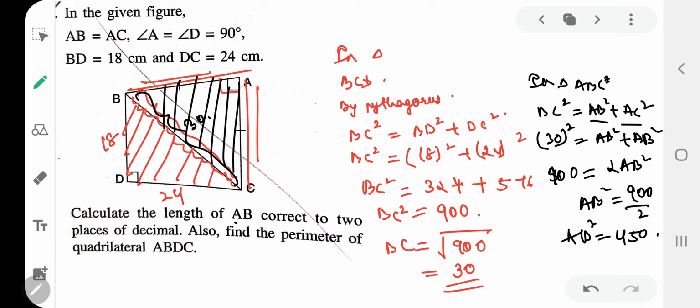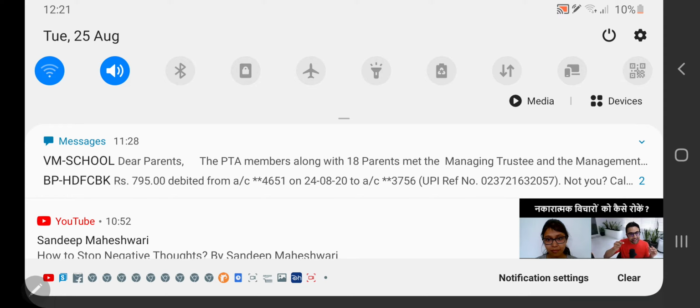Now they have said that you have to find AB correct to 2 decimal places. So how to find the square root, my dear kids? You know the prime factorization method. You can do that, or else you can also go for just splitting your 450.